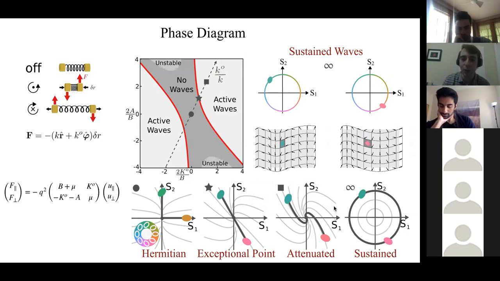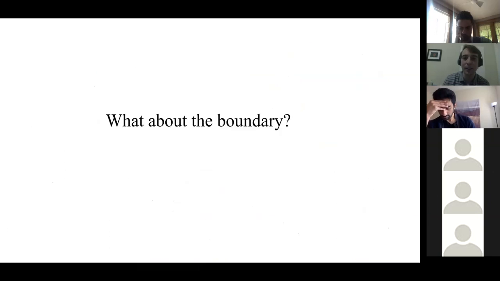But everything I just showed you is for an infinite medium, right? I took a Fourier transform, so it's either infinite or it's on some sort of torus or something like that. And the thing I want to get at that I've been thinking a lot about recently is, what about the boundary? What happens at the boundary of such a solid? Does activity even play a role? And it turns out, yeah, non-Hermiticity matters.